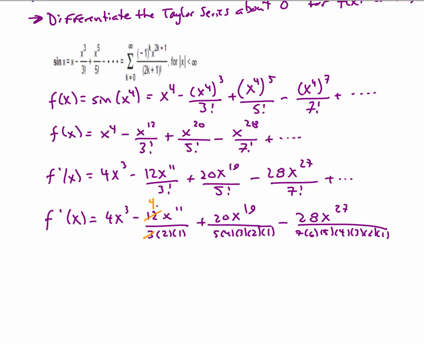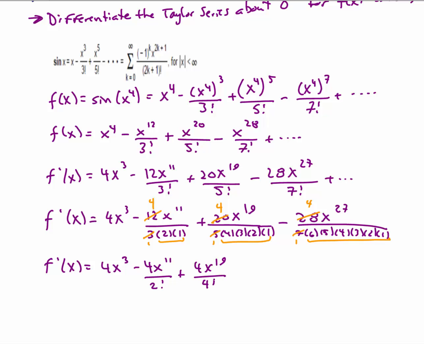So I'm just going to divide the first term of each of the factorials into the exponent for starters. And as I do that, I see, oh, I have a 4. And I'm always left with the factorial. 2 factorial, 4 factorial, 6 factorial. Okay, now from here, as I rewrite this, I can start to see kind of a pattern emerge. So this would be minus 4x to the 11th over 2 factorial plus 4x to the 19th over 4 factorial minus 4x to the 27th over 6 factorial.